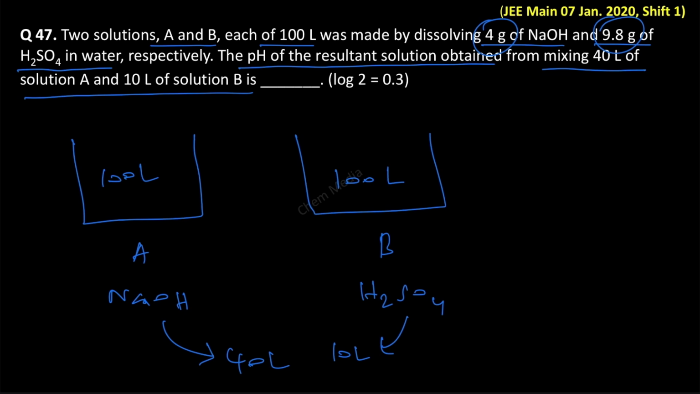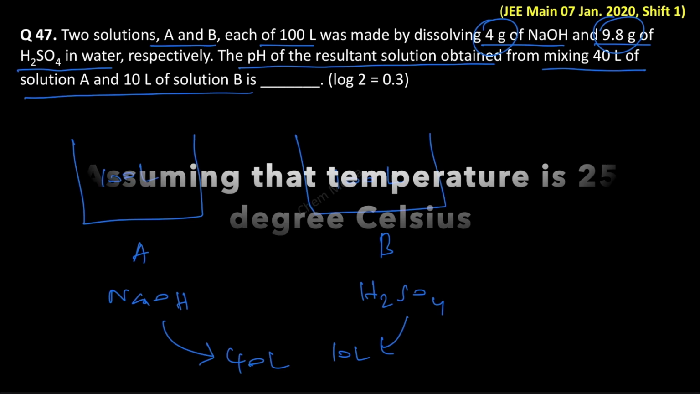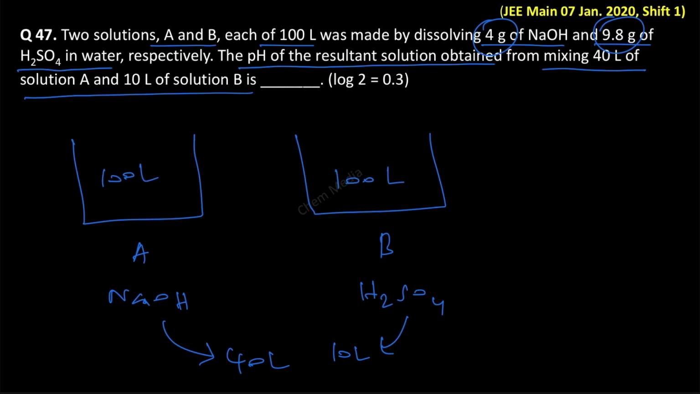So therefore we have to find the number of moles. We have to see which one is in excess, whether the H plus ions are in excess or the OH minus ions are in excess. If both are equal, then the pH will be 7. But if they are unequal, then we can find the pH value, isn't it? So let's first determine the molarity of both of them.